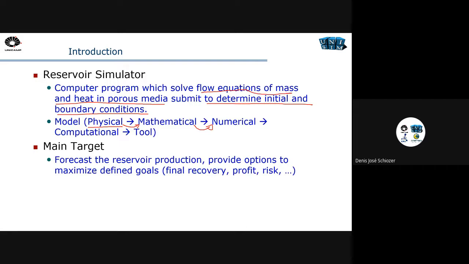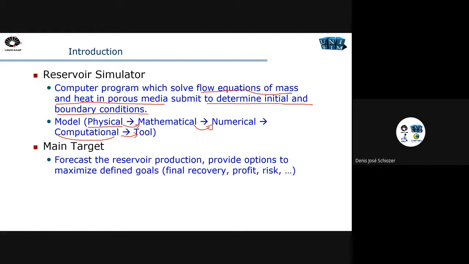So we discretize the reservoir in blocks, and we try to write the mass balance equations from block to block and try to use numerical techniques to do this. Once we have these numerical techniques, we write the computer programs, and then we have a tool like IMEX that we are using to simulate the mass flow in the porous media.